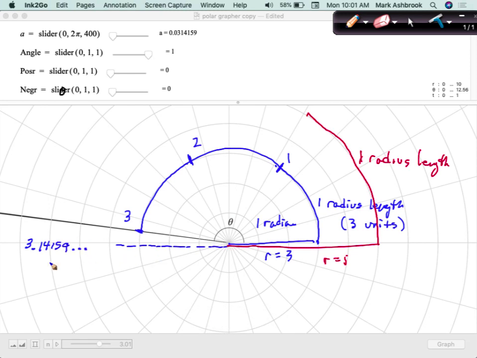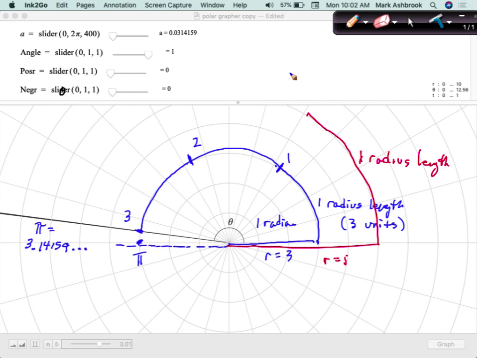So that's where pi comes from. It's exactly how many radius lengths it takes to get halfway around the circle. And so that amount of openness of a straight angle is pi radians, because it takes pi, or 3.14159 radius lengths to get exactly halfway around the circle. Okay, so that's your crash course in angle measure. We're going to need that for polar coordinates because we'll be dealing in radian angle measure.